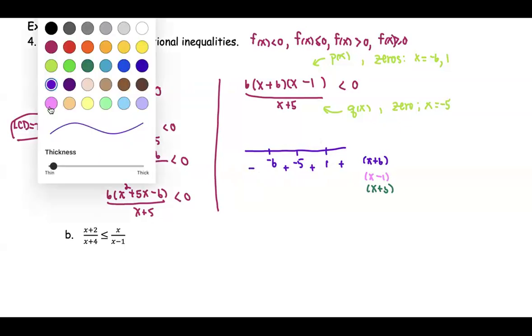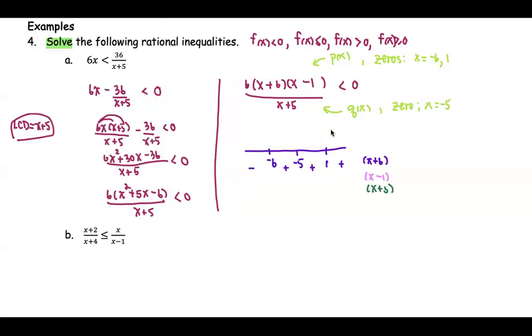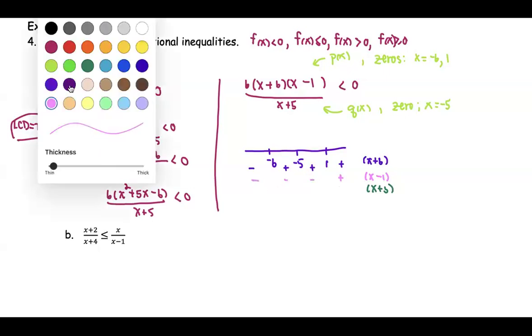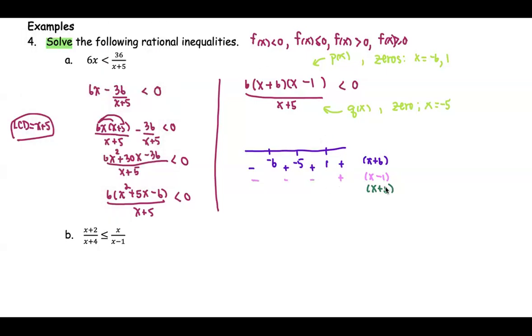For the factor x minus 1, the zero is 1. Any value greater than 1 is positive, making this factor positive. The left-hand side of the value 1, when you plug in, is going to be a negative sign. And the last factor is x plus 5, where the zero is negative 5.